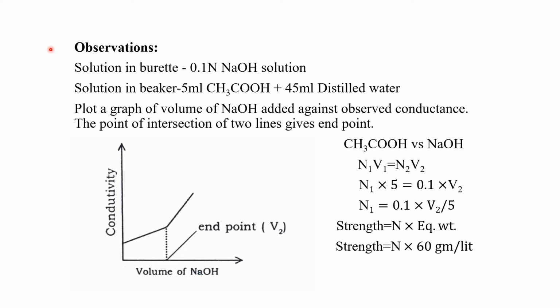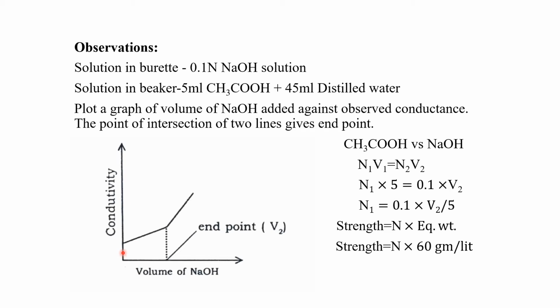Observations. Solution in burette: 0.1 normal NaOH solution. Solution in beaker: 5 ml acetic acid solution plus 45 ml distilled water. Plot a graph of volume of NaOH added against observed conductance. The point of intersection of two lines gives the end point or the neutralization point. Now you can observe this graph. On the x-axis is volume of NaOH added and on the y-axis conductivity.